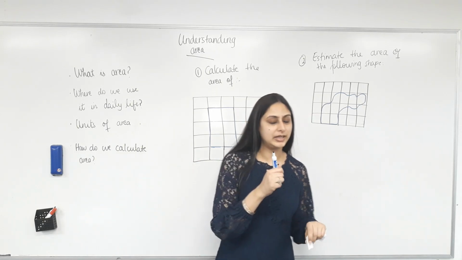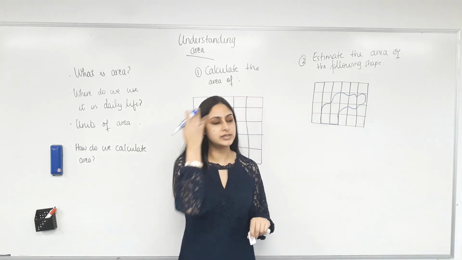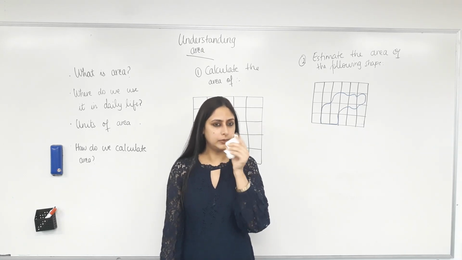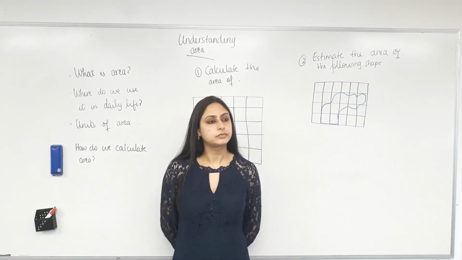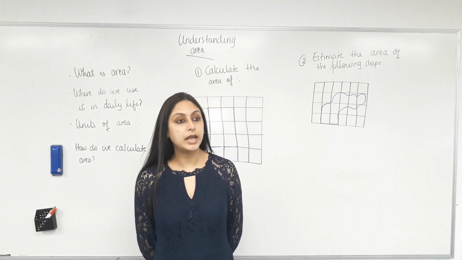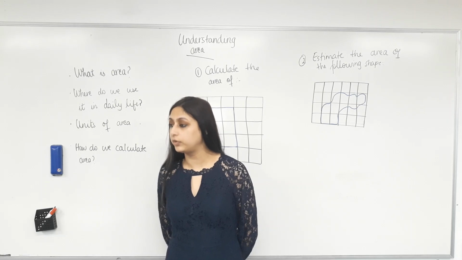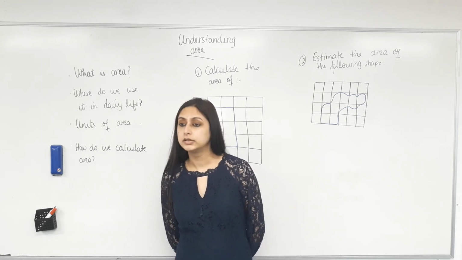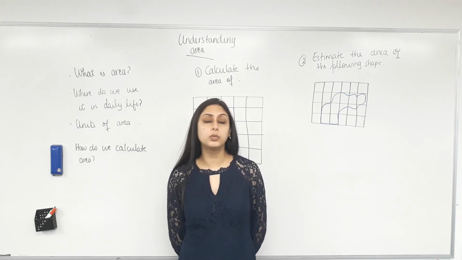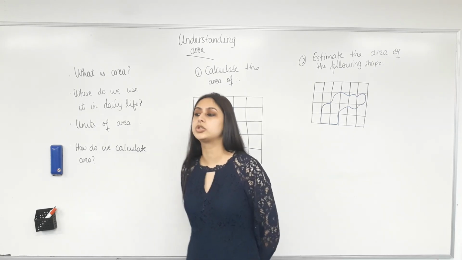So we did perimeter last time, not last lesson, sometime last term. So what was perimeter again? Who can remember? Perimeter is the length of all sides, the outer boundary of a shape. Perimeter is the sum of the outer boundary of the shape. And what were the units we used to measure perimeter?